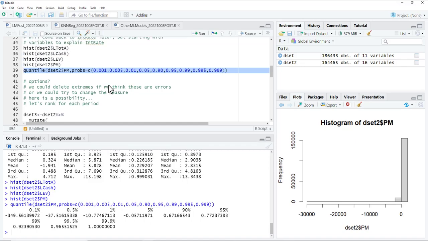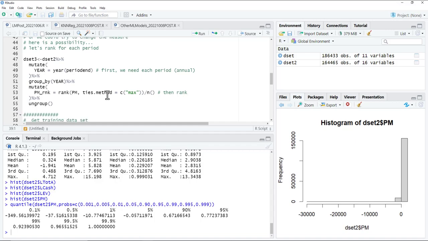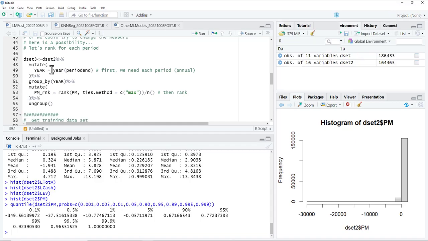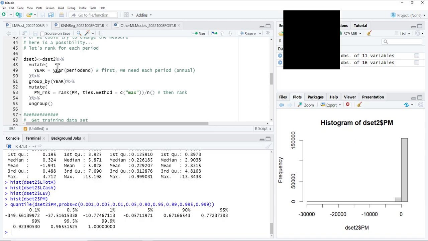There are a few ways we could do that. We could remove the outliers, which we did before, or here's a new option: we could just rank them and say, do you have really low profit margins or do you have really high profit margins? So here I'm going to rank the variables every year. So we need a year that we can deal with. The reason we're ranking within each year is because if we rank on the whole data set, then we're not going to be able to predict when we go to new data. Presumably every year we're going to have all of the information, so ranking on that seems to make sense.